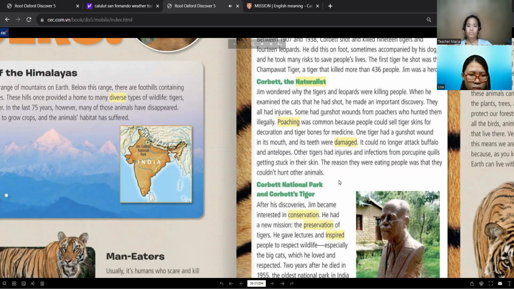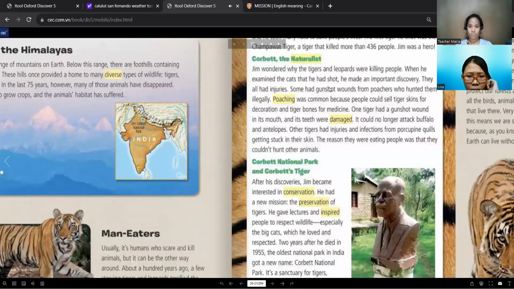Poaching was common because people could sell tiger skins for decoration and tiger bones for medicine. One tiger had a gunshot wound in its mouth, and its teeth were damaged. It could no longer attack buffalo and antelopes. Other tigers had injuries and infections from porcupine quills getting stuck in their skin. The reason they were eating people was that they couldn't hunt other animals.